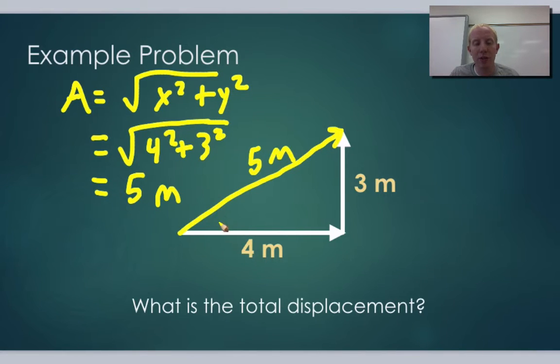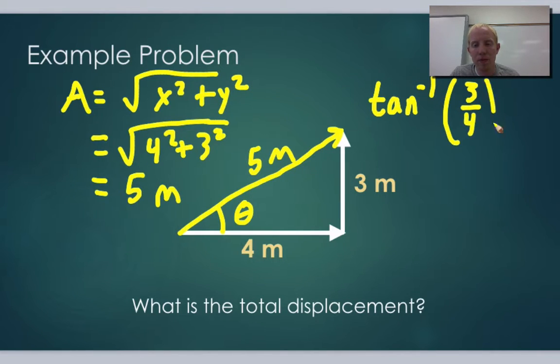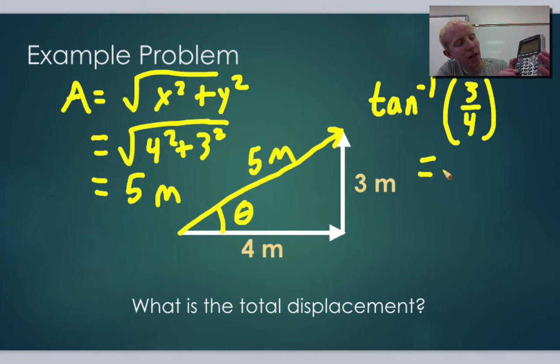Okay? So this resulting vector is 5 meters in displacement. And then we're wanting to find the angle right here, right? Which again we call theta. We want to figure out that angle the vector's making. So what we're going to do is we'll just say tangent inverse of y over x, or 3 over 4. And that should be equal to, again, on your calculator, make sure you do the tangent inverse, so second tangent. Okay, so second tangent is the tangent inverse of 3 over 4.